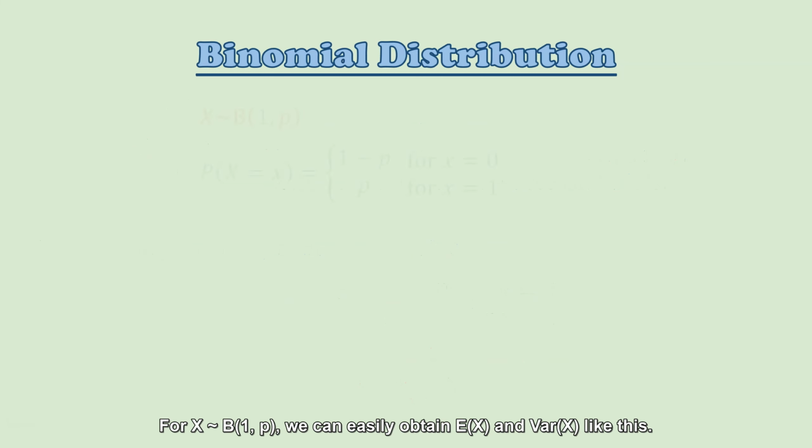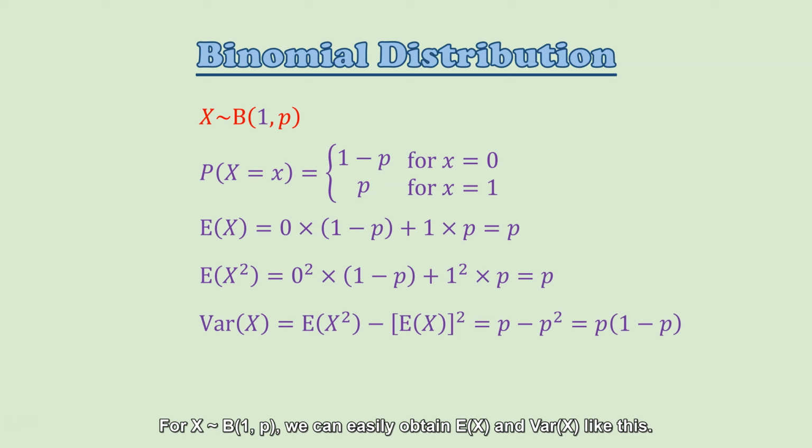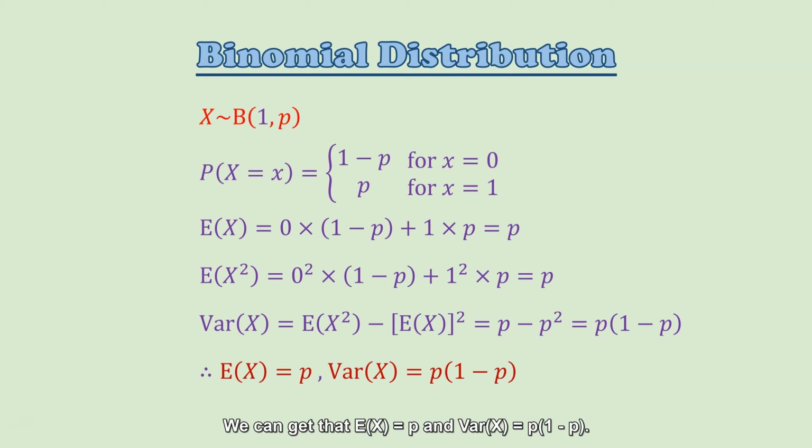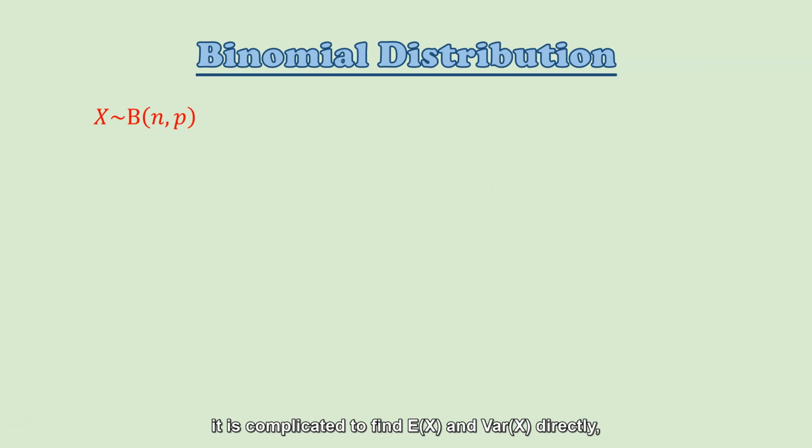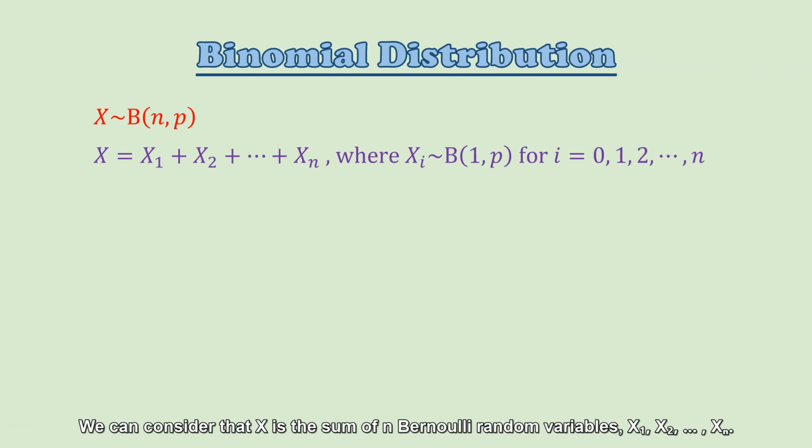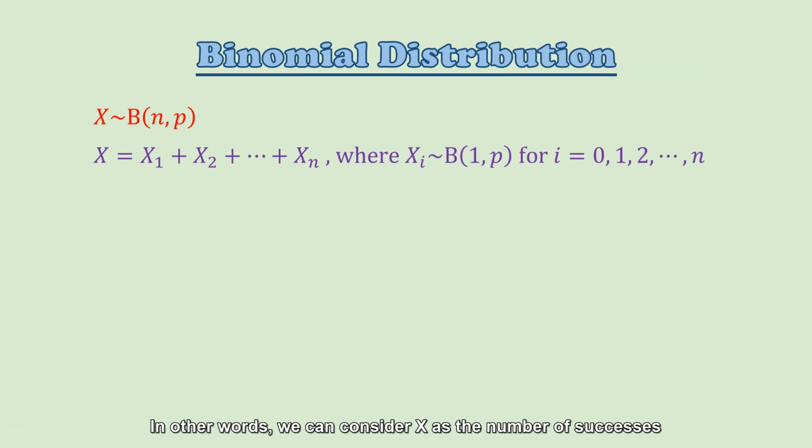For X following B(1, p), we can easily obtain the expectation of X and the variance of X like this. We can get that the expectation of X is equal to p and the variance of X is equal to p times 1 minus p. Now for the general case X following B(n, p), it is complicated to find the expectation of X and the variance of X directly. So we can use a trick like this. We can consider that X is the sum of n Bernoulli random variables X1, X2 to Xn. In other words, we can consider X as the number of successes in n identical and independent Bernoulli trials.